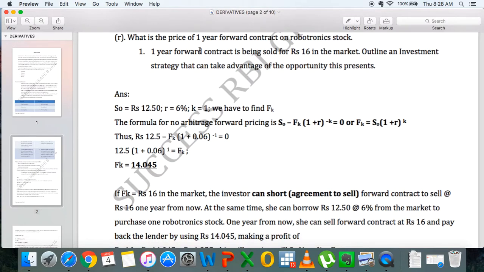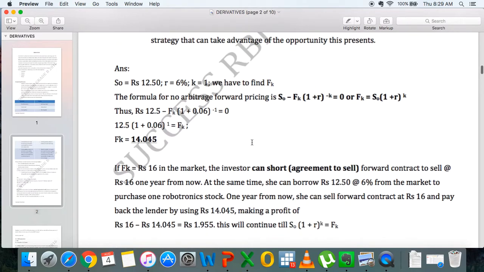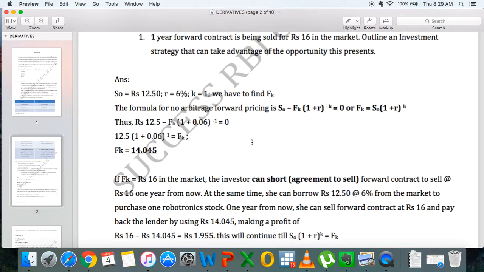Now, the second question is, a 2 year forward contract is being sold at 16 in the market. What does that mean? It means that after some time, I will have the right to sell a forward contract at rupees 16 in the market, and another person will have an obligation to buy it at 16, because it's being traded at 16 in the market. The forward contract is there, take it at 16 rupees. Make an agreement that we will exchange it at 16 rupees after the period. So what will I do as an investor? I will have the right to sell it at rupees 16 in the market in the future.